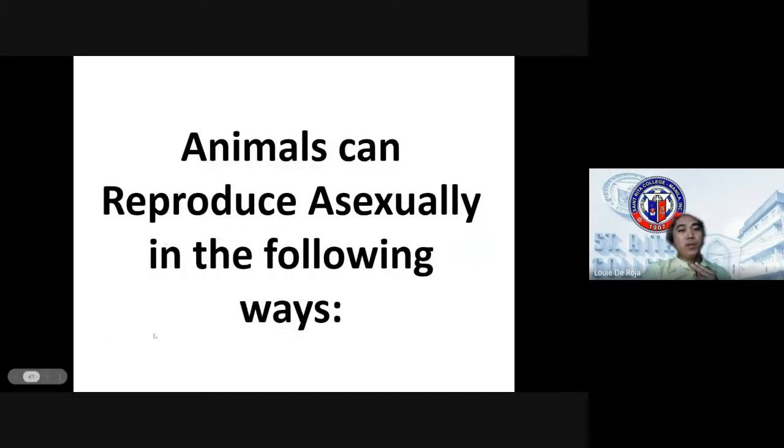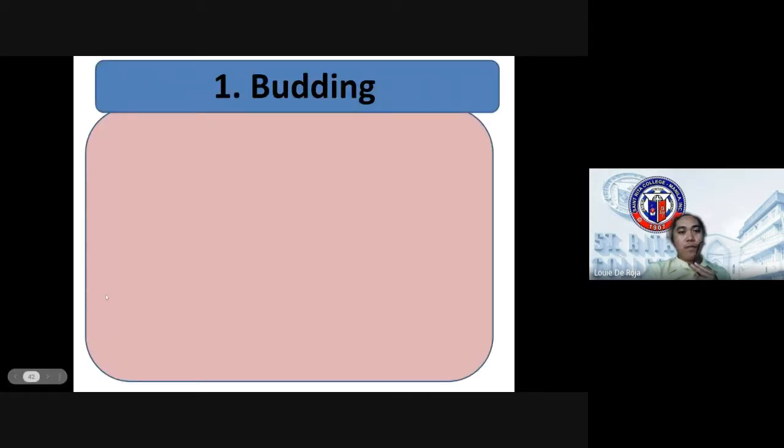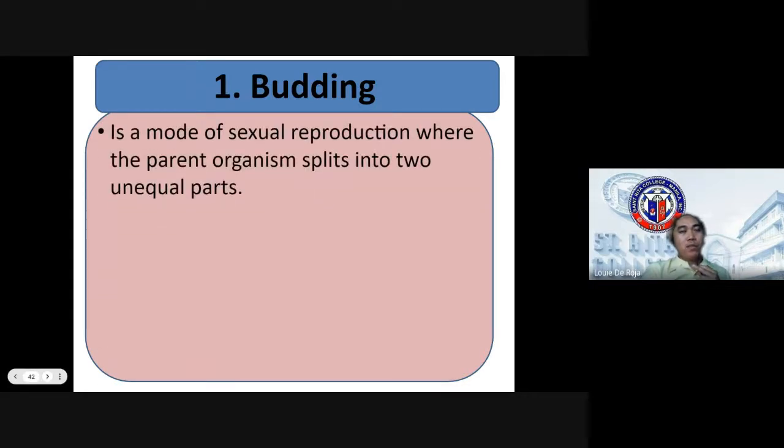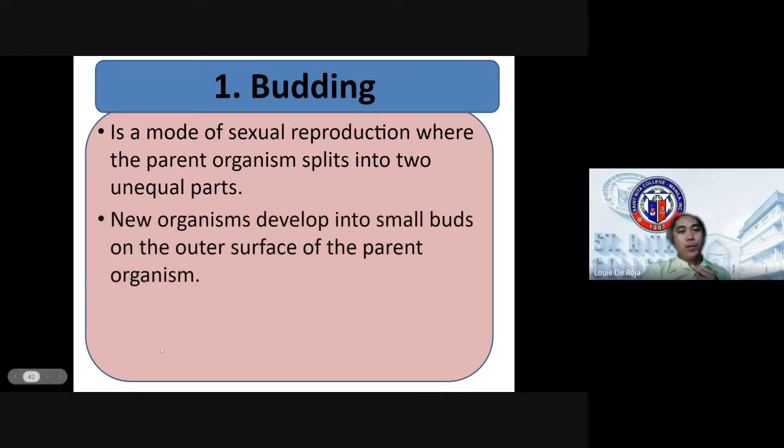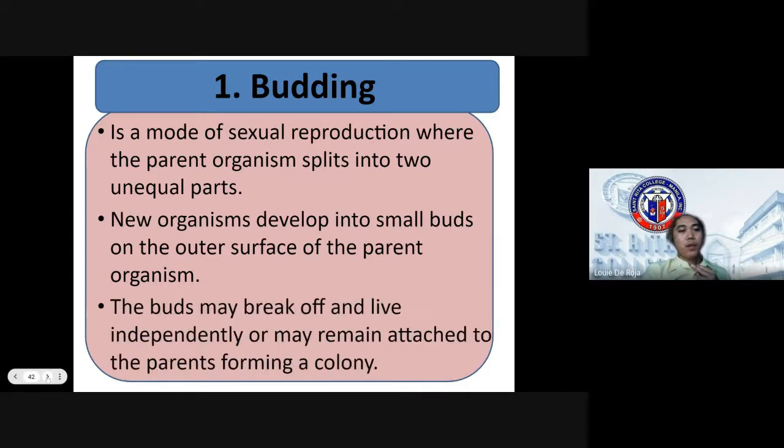Animals can reproduce asexually in the following ways. We have budding. It is a mode of asexual reproduction where the parent organism splits into two unequal parts. The new organism develops into small buds on the outer surface of the parent organism, and the buds may break off and live independently or may remain attached to the parents, forming a colony.